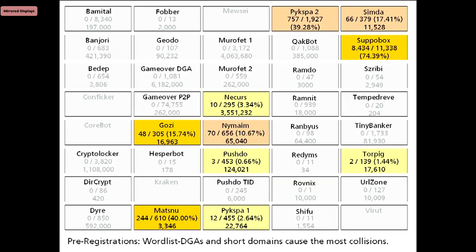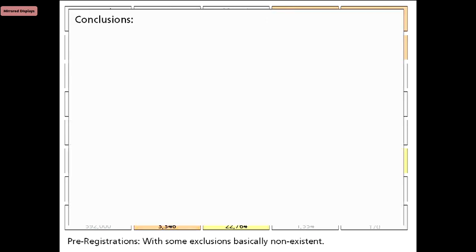And thereafter, the number of collisions with pre-registrations is going down and down. And the majority of DGAs actually have no pre-registrations at all, meaning those will likely not be affected when just using their domain lists for blocking.